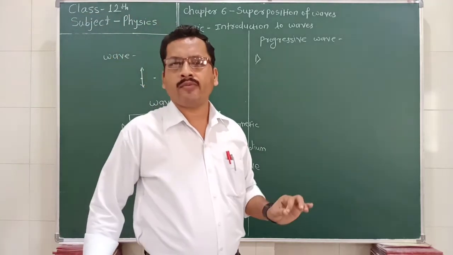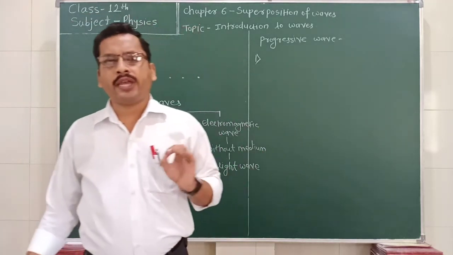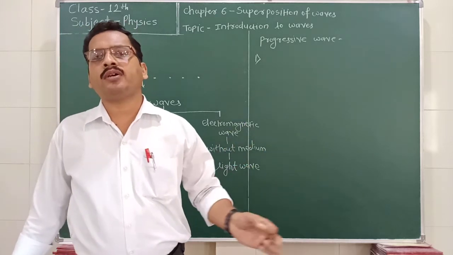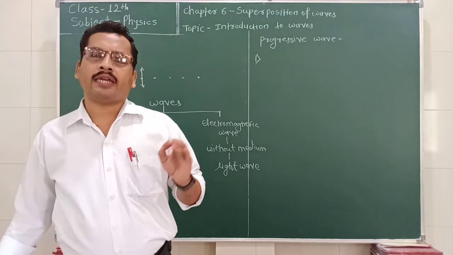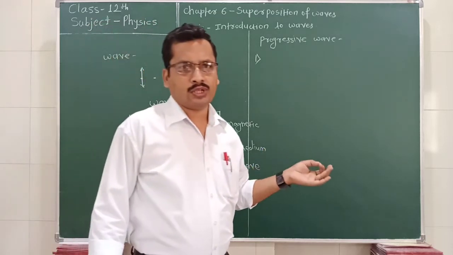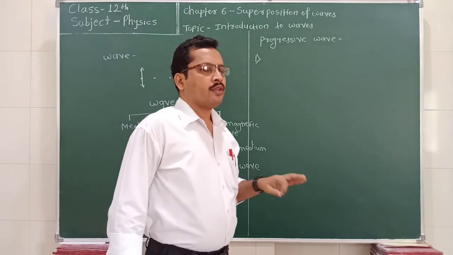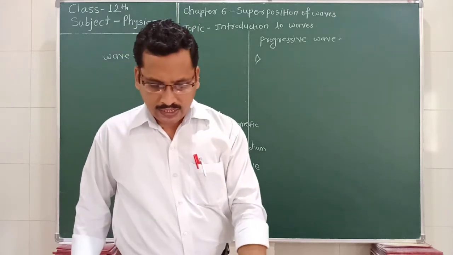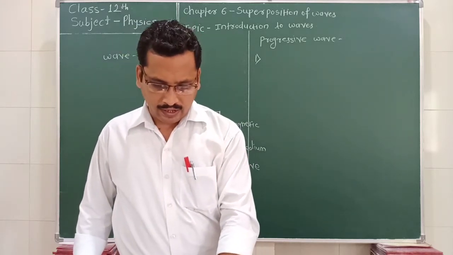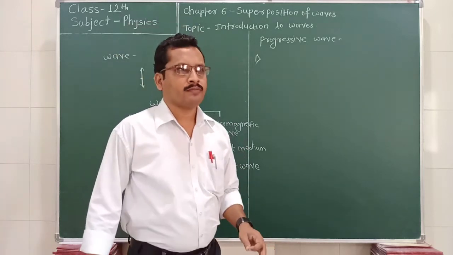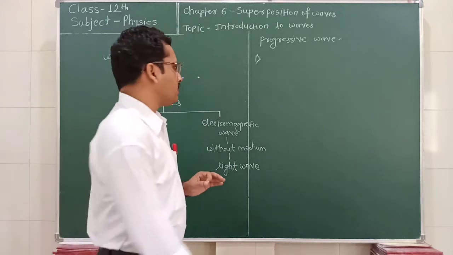What is simple harmonic motion? The motion in which force is always directly proportional to the displacement and directed towards the mean position. Such a type of wave is called a progressive wave. Now we are moving towards the second property. The second property states that all vibrating particles have the same amplitude, same period and same frequency.